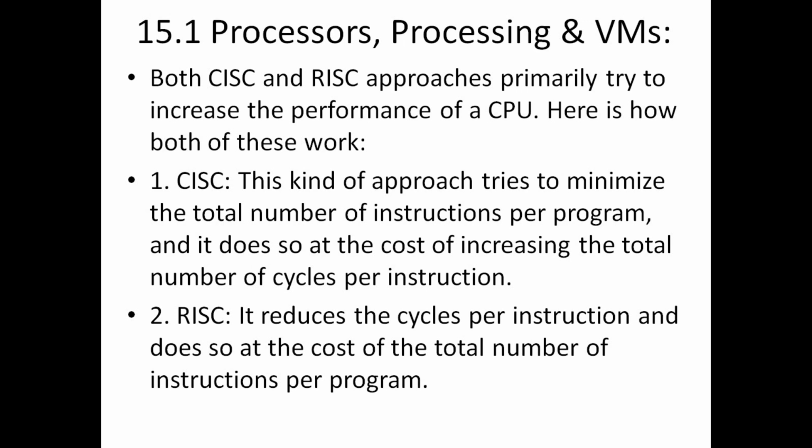Both CISC and RISC approaches try to increase the performance of a CPU, but here's a fundamental difference between them. CISC tries to minimize the total number of instructions you have to write, because if in every line you can give 2 or 3 commands or instructions, then the size of the code will be less. Whereas RISC tries to reduce the number of cycles or the time taken by each instruction, because instructions are simple, so one instruction only takes one clock cycle.